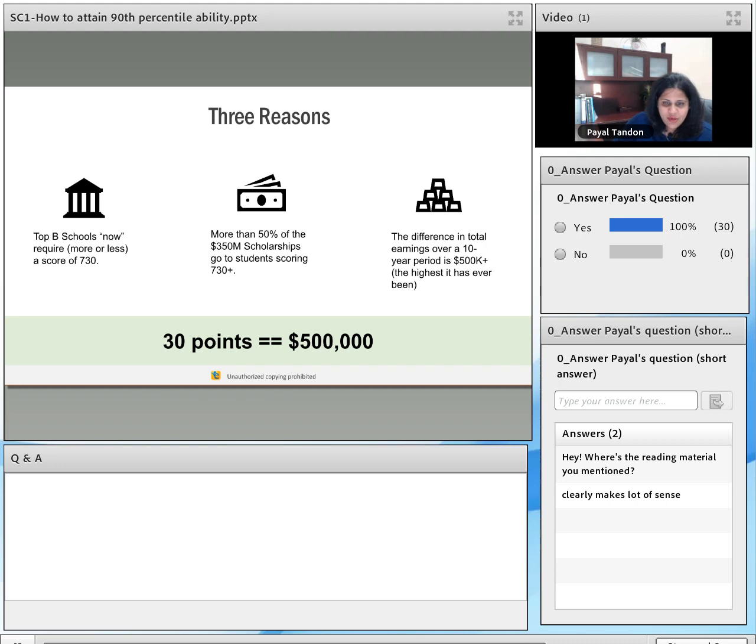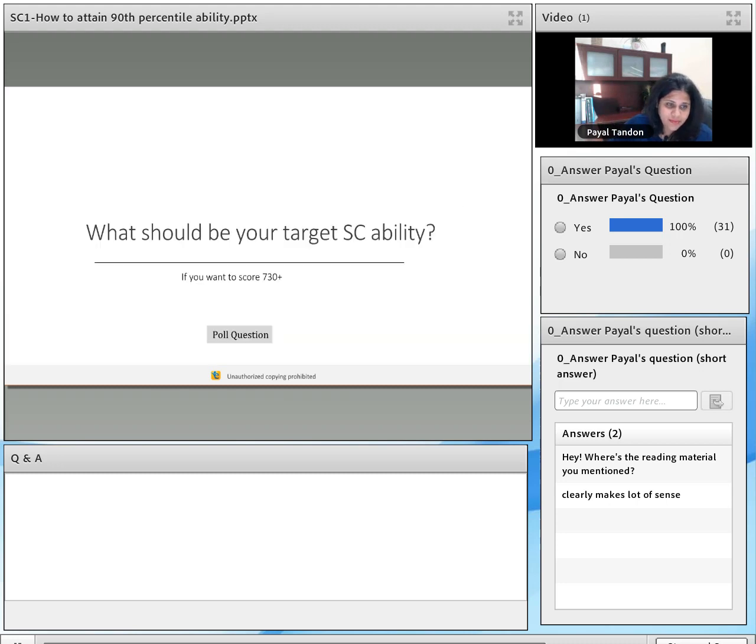Where's the reading material you mentioned? Okay, so this is part of your free trial. So if you log into egmat.com, you will get to the free trial if you're not as yet a student. So you can look at that under the sentence correction section. Okay, all right. Okay, so that motivation part said and done.